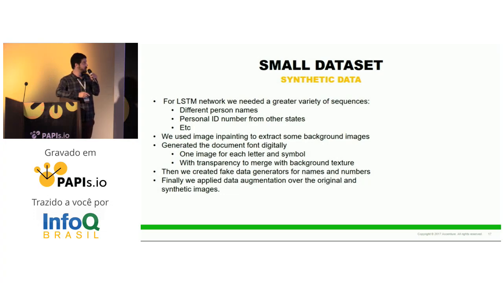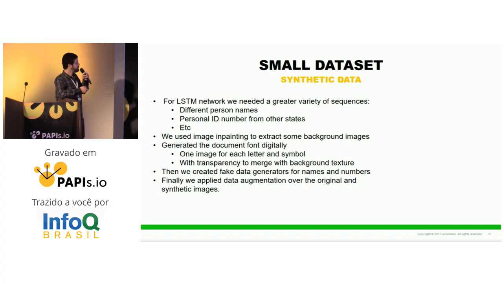And then we apply inpainting to recover the background, so you can apply a new generated sequence over this background. We generated a letter, and for each letter we generated a symbol and an image to create the new sequence. Then we created fake generators, and the fake generators are the input for this process of pasting over the background, which was recovered with inpainting.